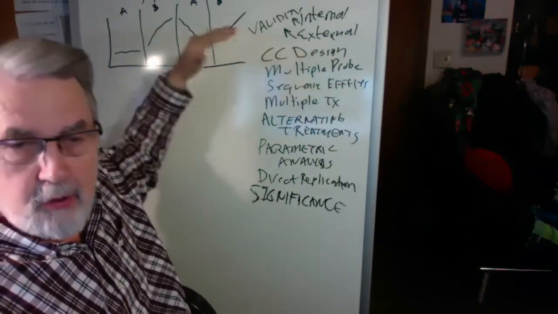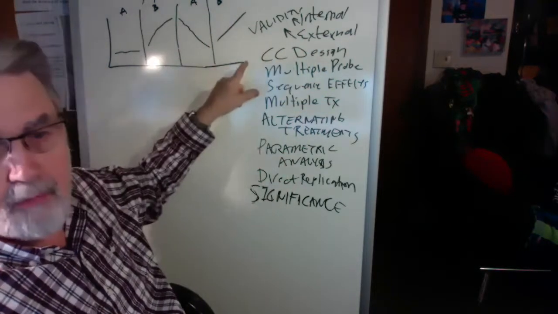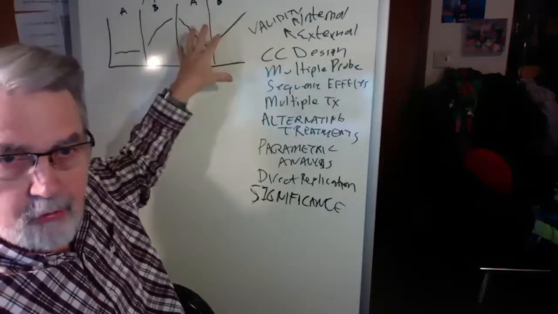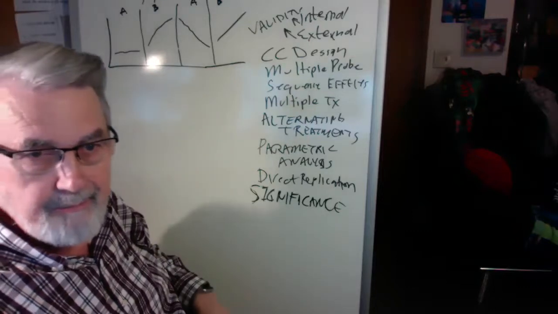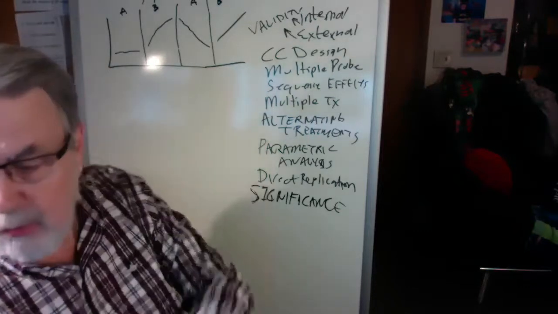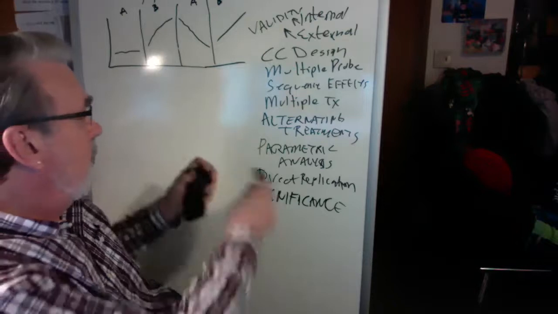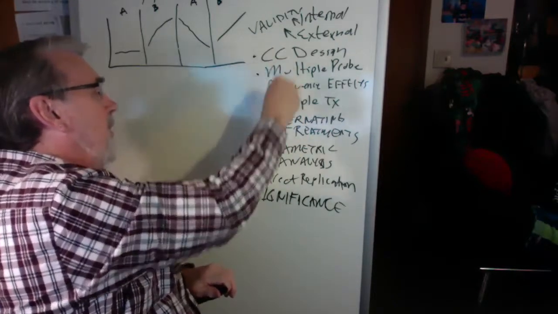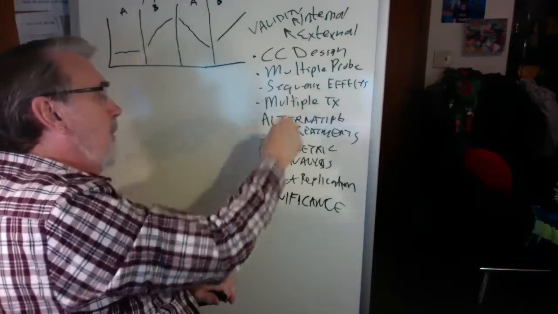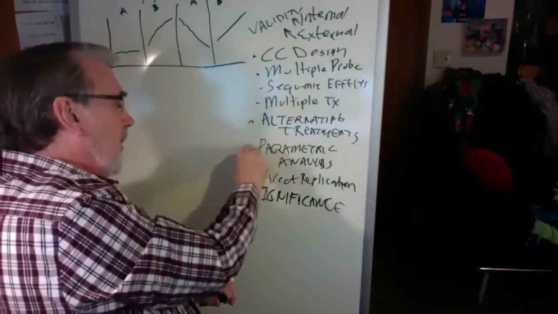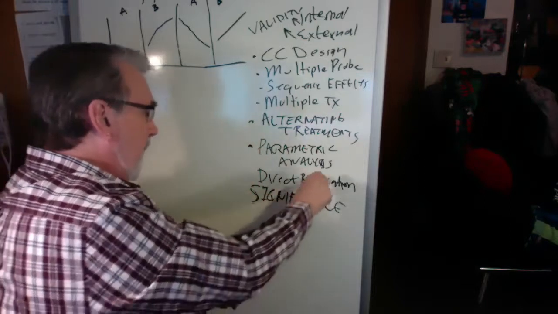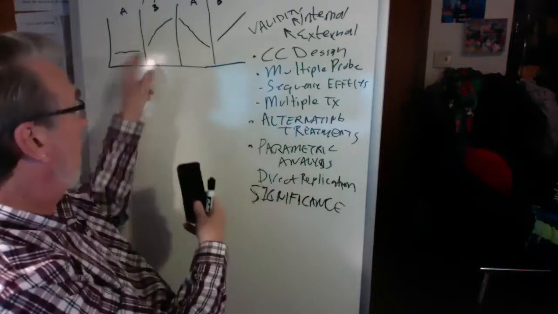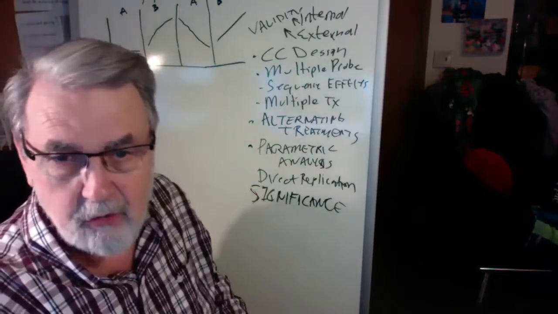External validity is, can I use this for someone else? If I did this treatment for Billy, can I use this treatment on Bobby? Will it work outside of this treatment? So I'm going to look for external validity. Now, the designs we're going to talk through here, the ones in this chapter, are changing criteria, multiple probe, sequence effects, multiple treatment, alternating treatments, parametric analysis, and direct replication, trying to get the same result again, and then significance, the kinds of significance.